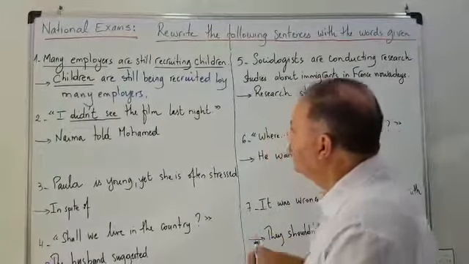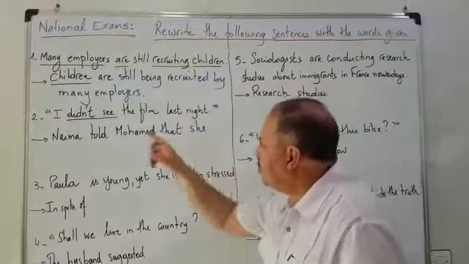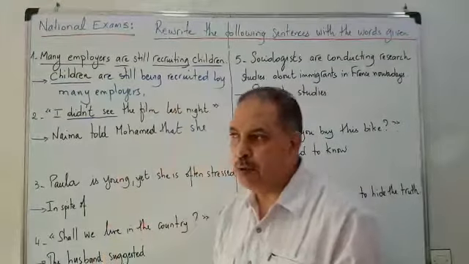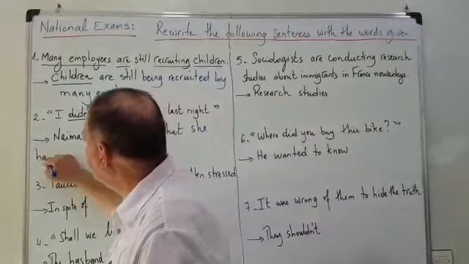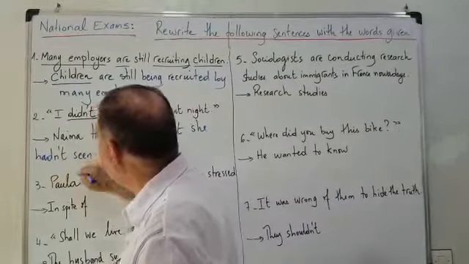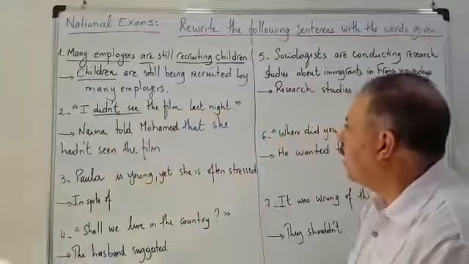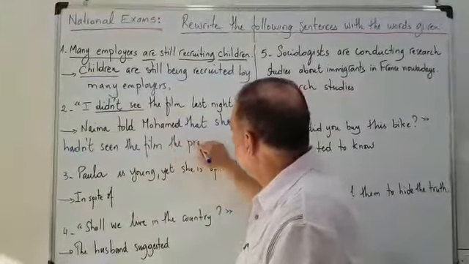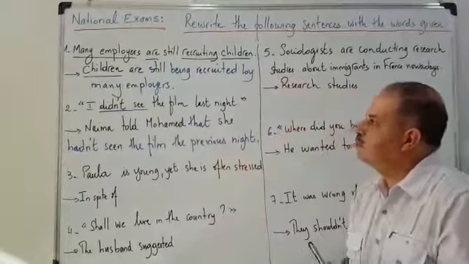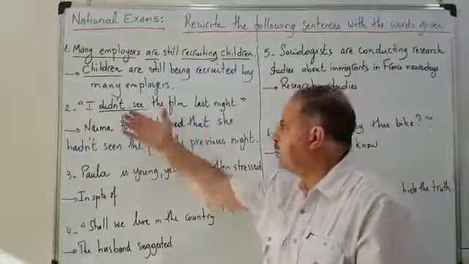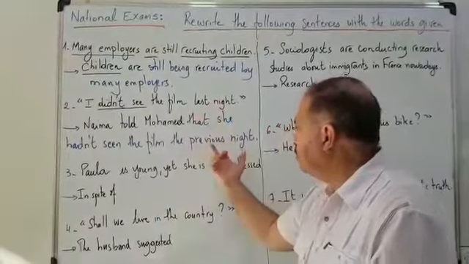So, I didn't see the film last night. Naima told Muhammad that she hadn't seen the film. See becomes past participle, and don't forget the negative. The film last night, we should not say last, but it becomes the previous night. That's what we need in this sentence. This change of tense means simple past becomes past perfect, and last becomes previous.